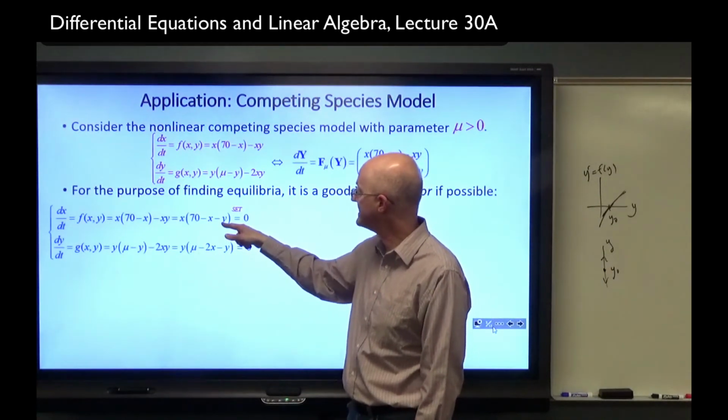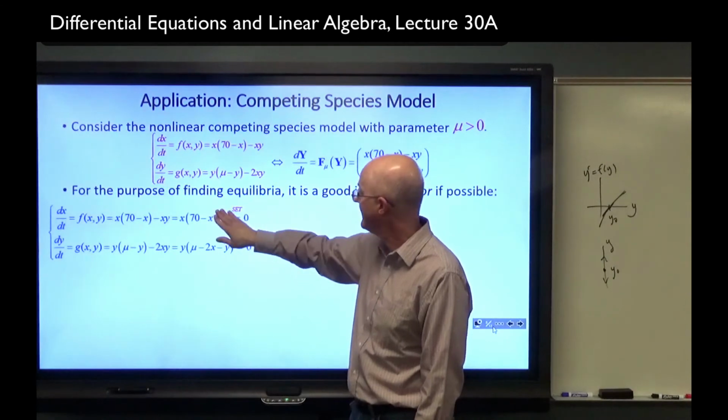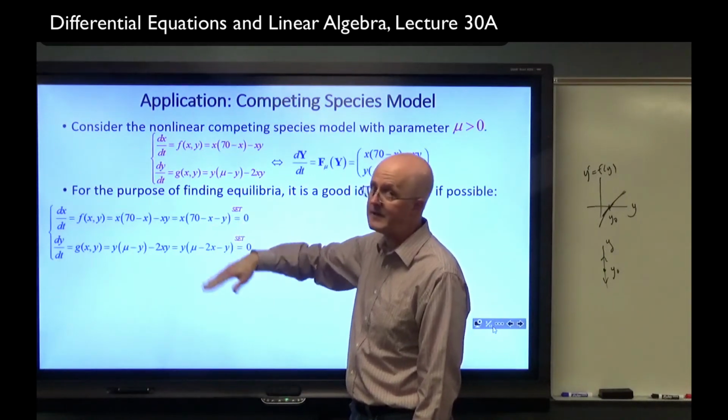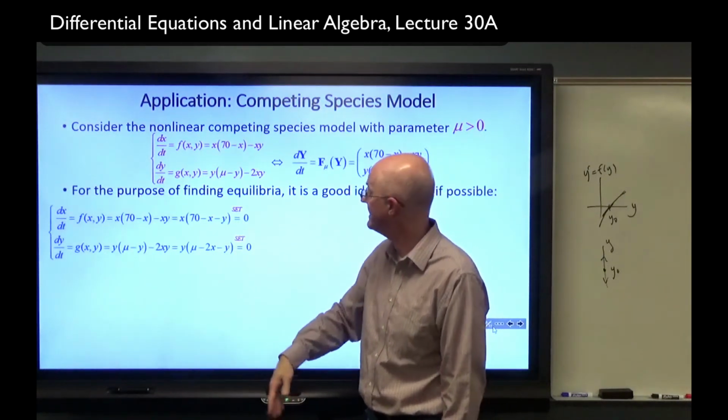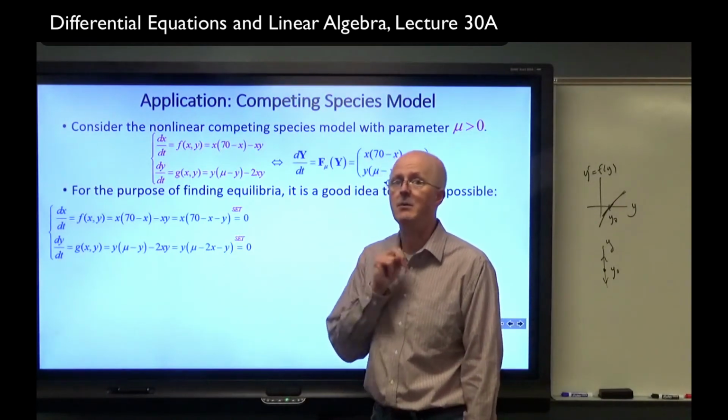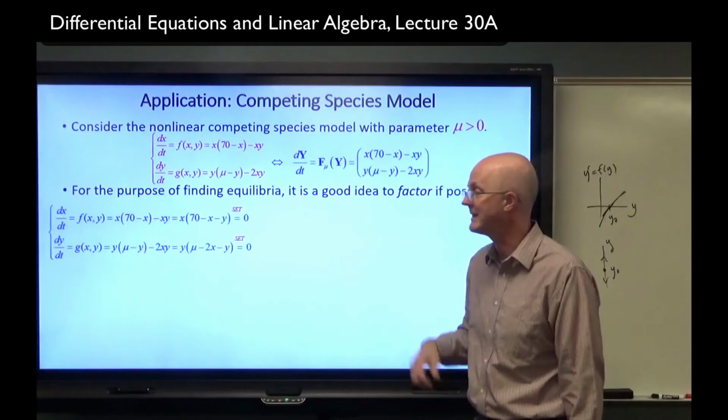And if you plug in y equals 0 right there, that term goes away and you're left with x times (70 minus x), which means x is either 0 or 70. We already talked about the case where x is 0 at the origin, so another point is x is 70, y is 0. That's a second equilibrium point. I will show you them here in a second.